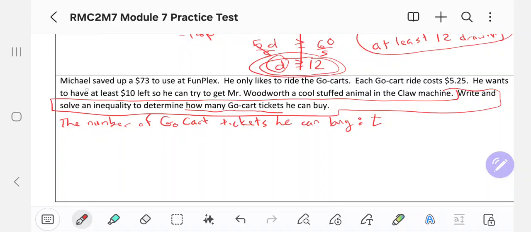All right, let's read through and underline important information. Michael saved up $73 to use at Funplex. Okay, so he already has that saved up. He only likes to ride the go-karts. Each go-kart ride costs $5.25, and I'm going to go back here to this phrase each. All right. He wants to have at least $10 left so he can try to get Mr. Woodward the cool stuffed animal in the claw machine.